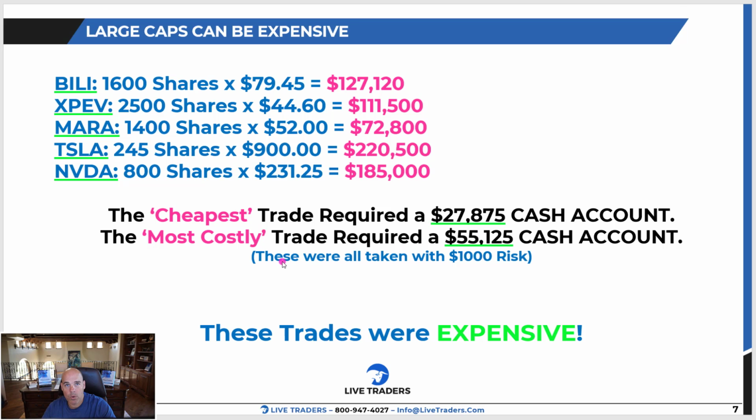But note, and it's important to note, these trades were taken with $1,000 risk. That means if they didn't work, I would have lost $1,000. My goal was to win 2-1, and we did happen to win 2-1 on all of those trades except for NVIDIA. So it was pretty significant risk. Most of you will not be starting with $1,000 risk, but this is some of the concerns or issues when you trade large cap stocks like Tesla.